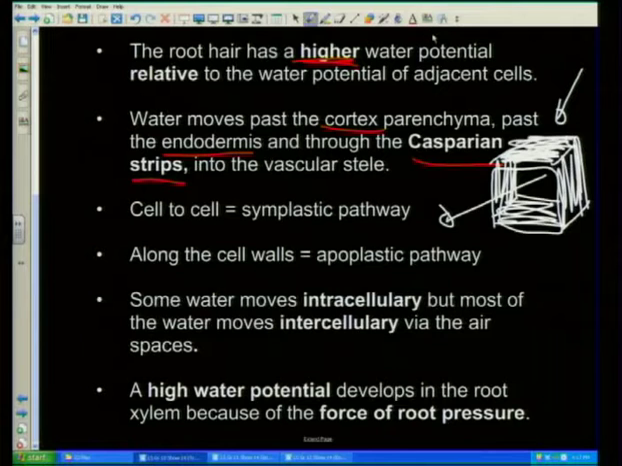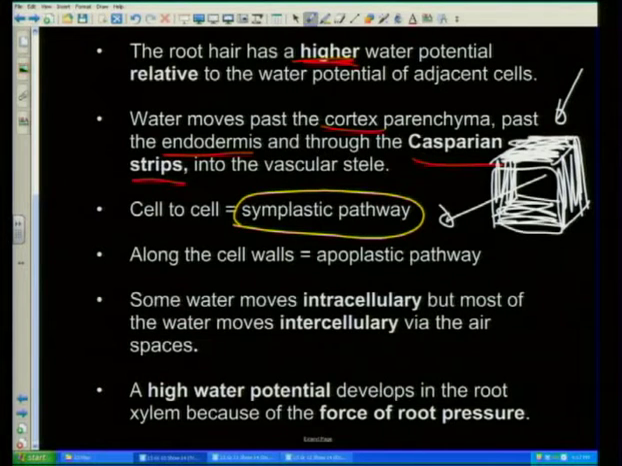From cell to cell, we call symplastic pathway. So that would be a form of osmosis. Why? It's moving from cell to cell. It's, in other words, through the cell.